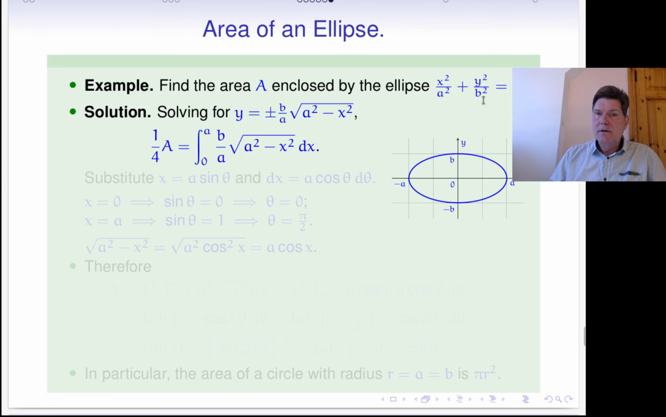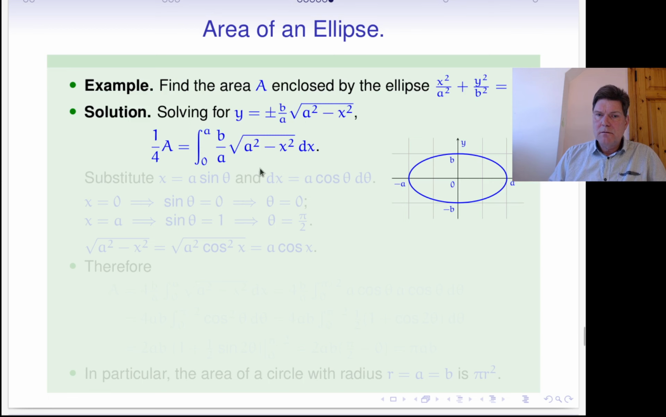I'm multiplying both sides with b squared, and then taking the a squared to the other side and extracting a square root. Then we get y is equal to plus or minus b over a times the square root of a squared minus x squared.